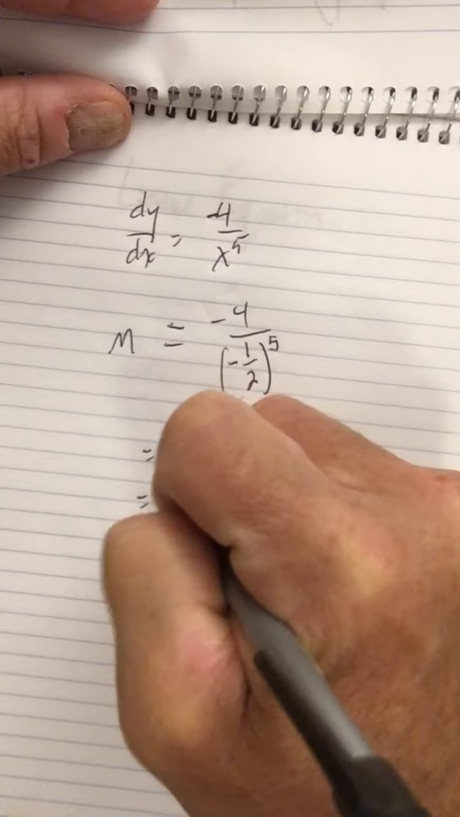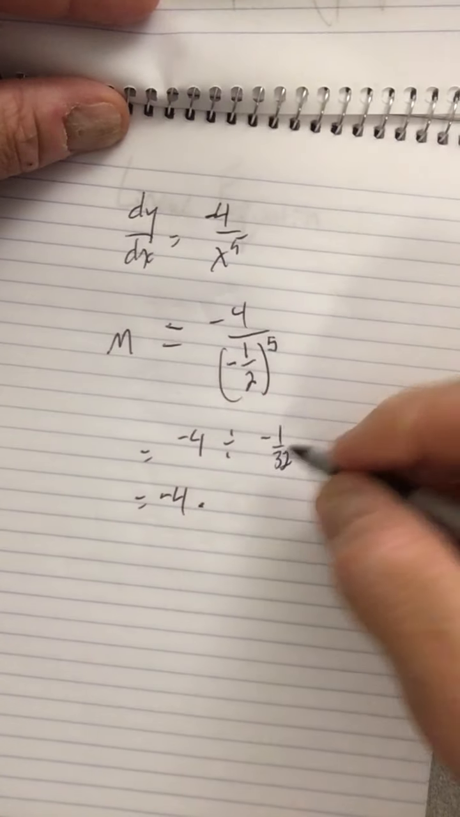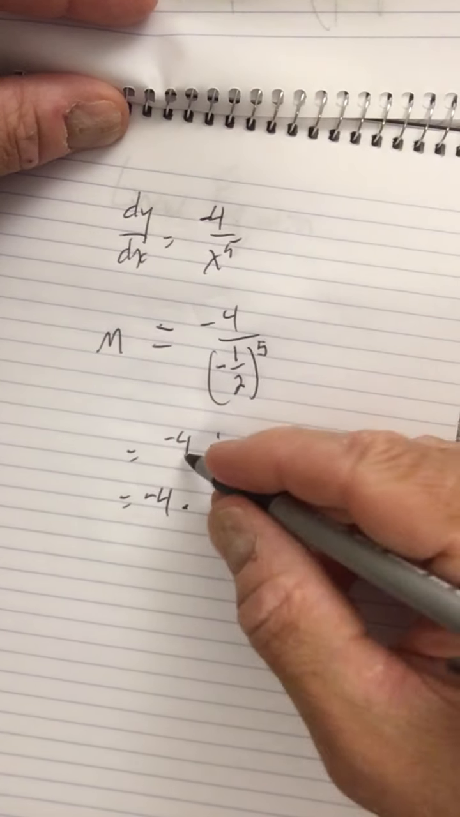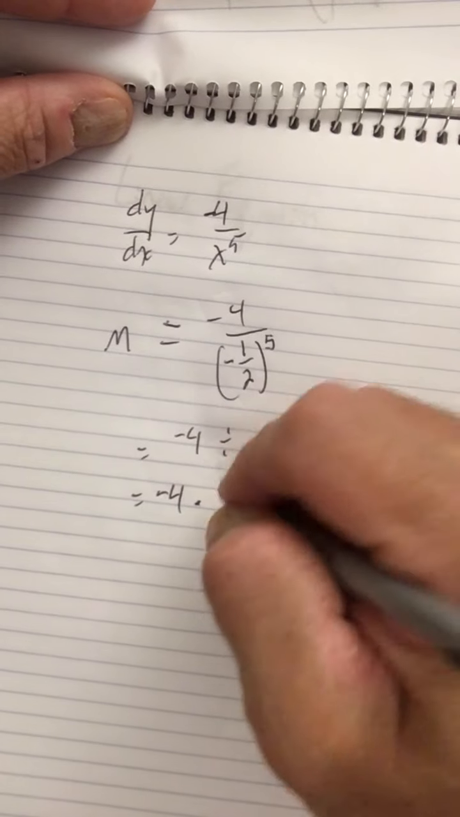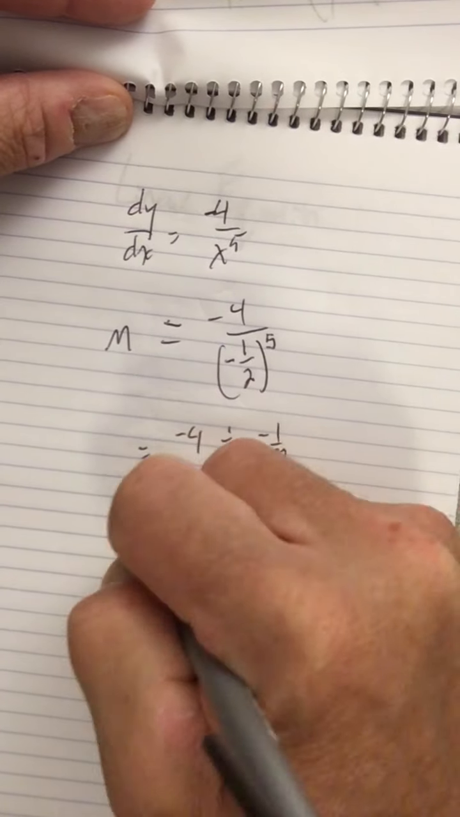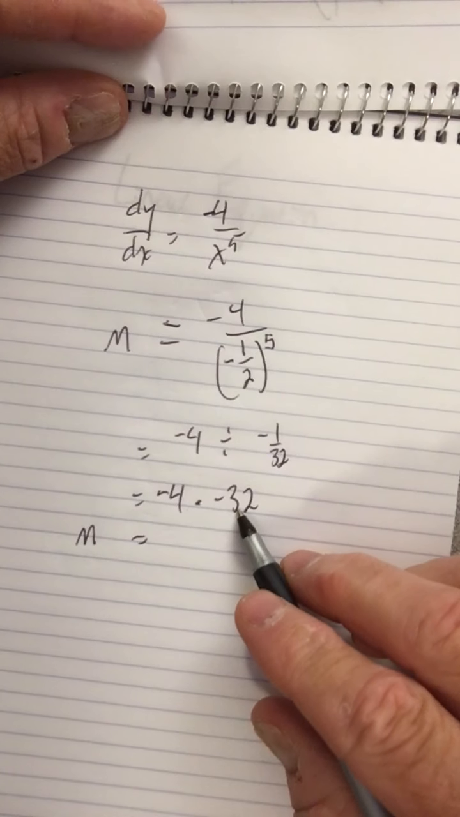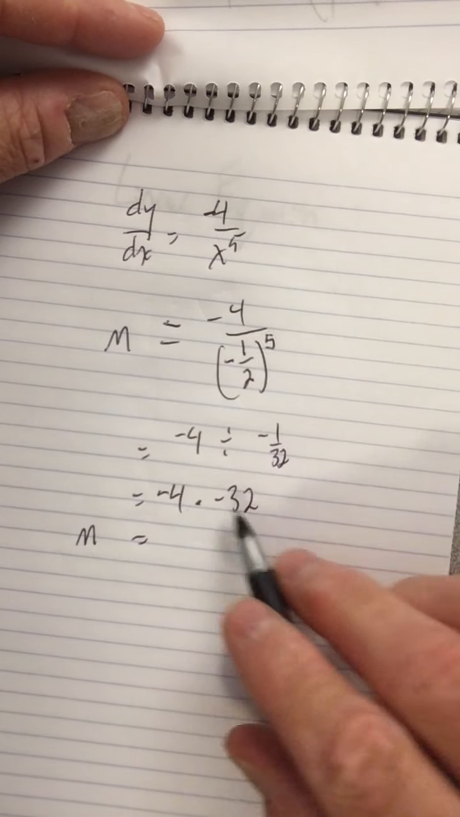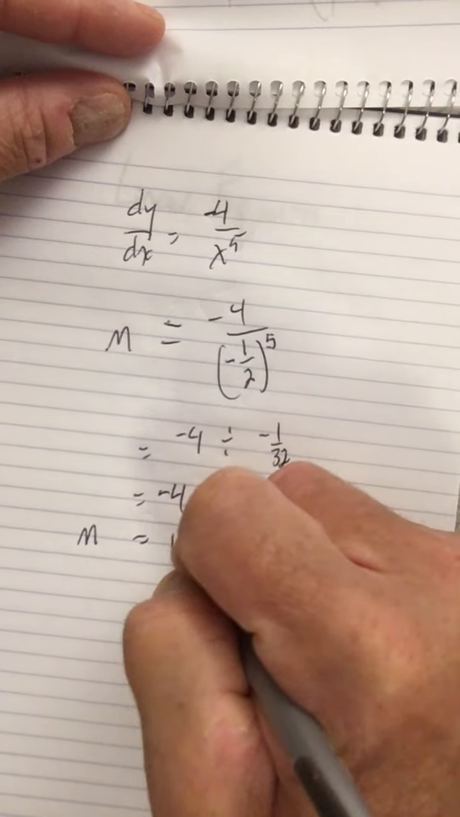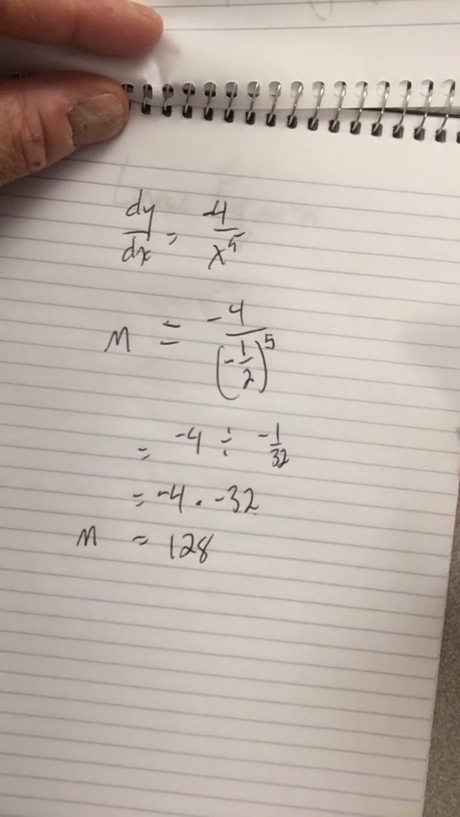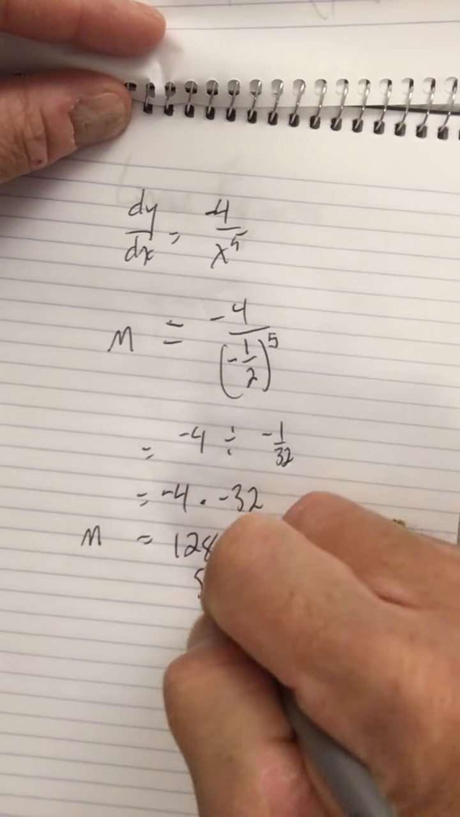So I have negative 4 times, well, you keep, change, flip. So, 4 times 3 is 12, so that's 120, and 4 times 2 is 8, so it's 128. And a negative times a negative is a positive. So there's my shared slope.